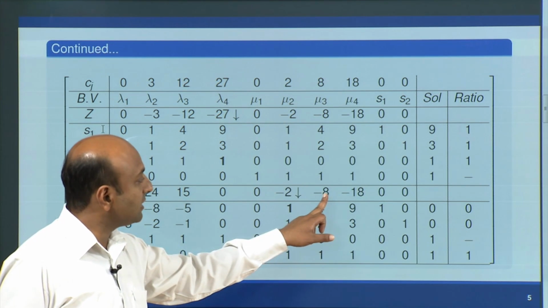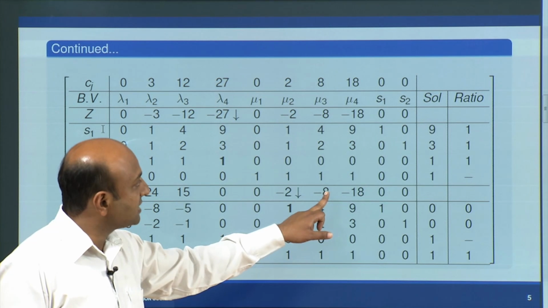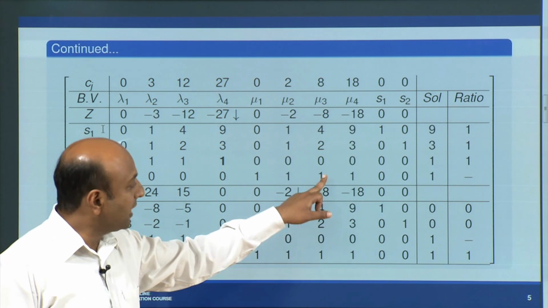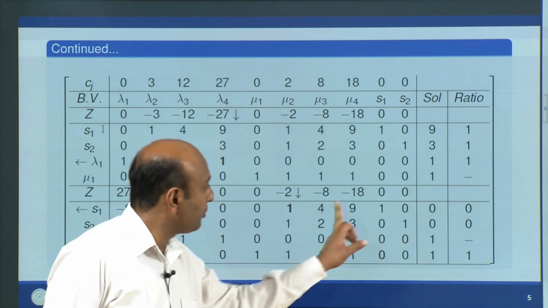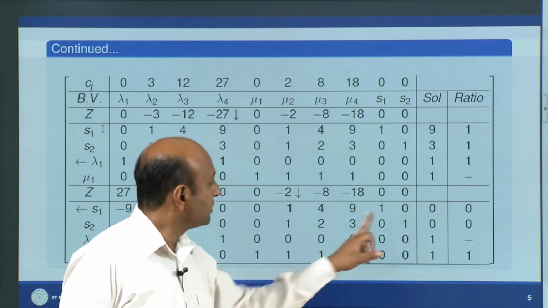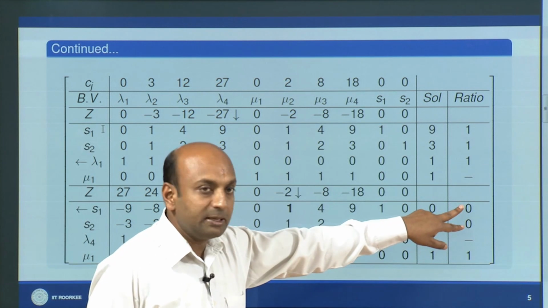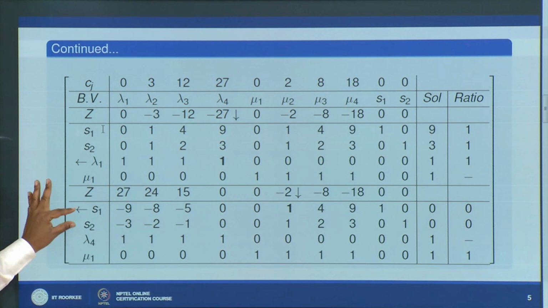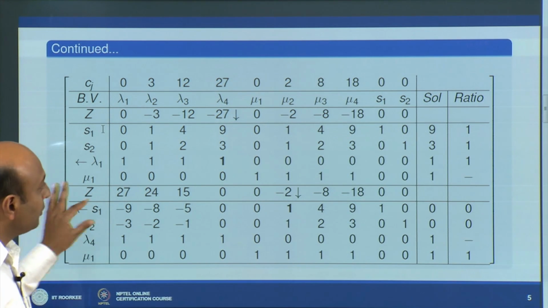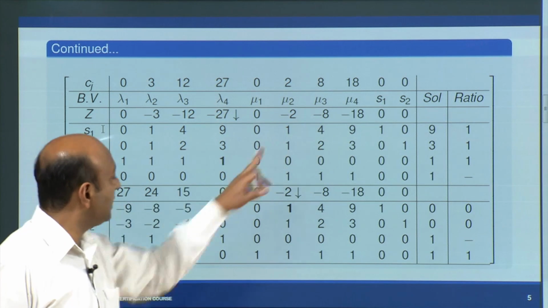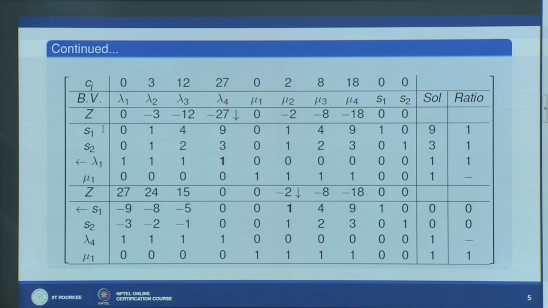Next, you can enter the next negative, which is mu 3. If you enter this, again 0 upon 4 is 0, 0 upon 2 is 0, and 1 upon 1 is 1. So, this is minimum. So, you will leave either S1 or S2. And if you leave S1 or S2, mu 3 is coming in the basis, and mu 3 and mu 1 are not adjacent. So, again we can't enter mu 3.